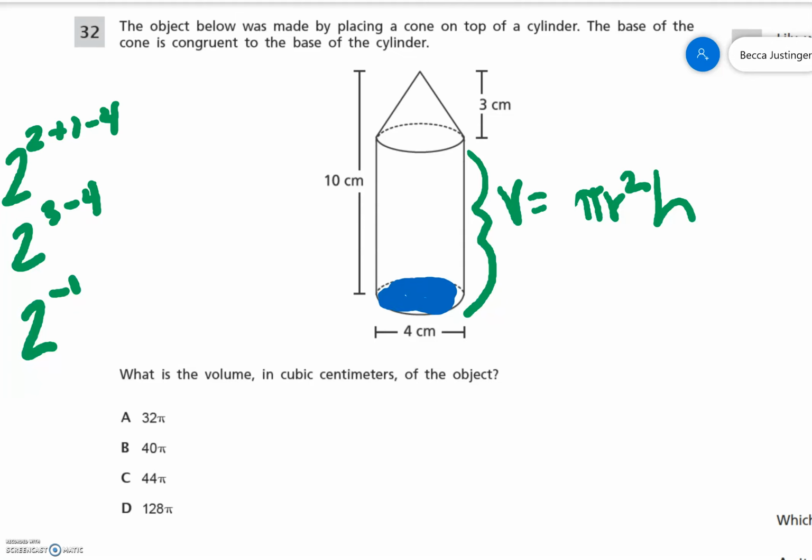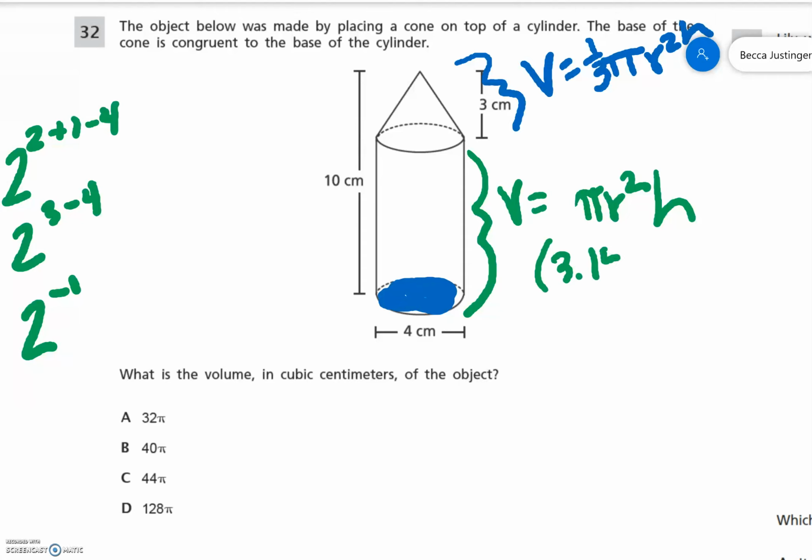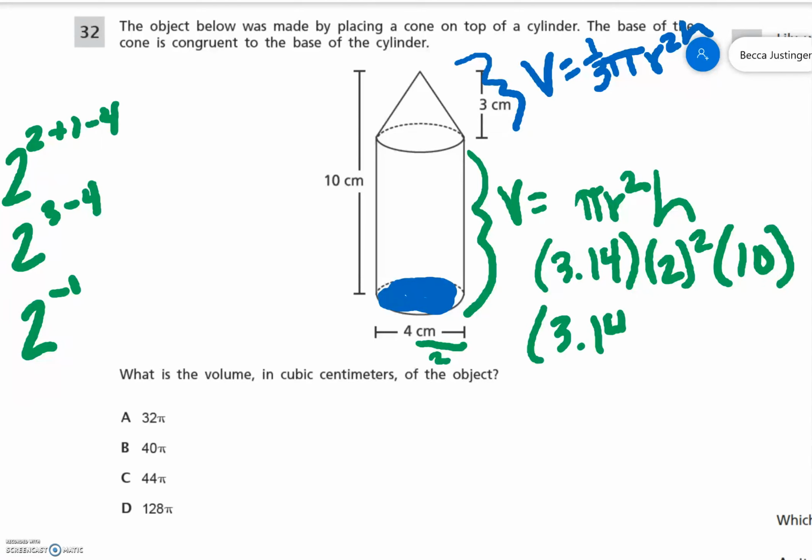And the cone, the volume is 1/3 pi r squared h. So we fill in what we know. First step is to substitute. So pi is 3.14. Our radius is half of the diameter. So the radius is 2 squared, and the height of the cylinder is 10. Second step is to do the exponents. 2 squared is 2 times 2, which is 4, times 10. So then last step is to multiply.